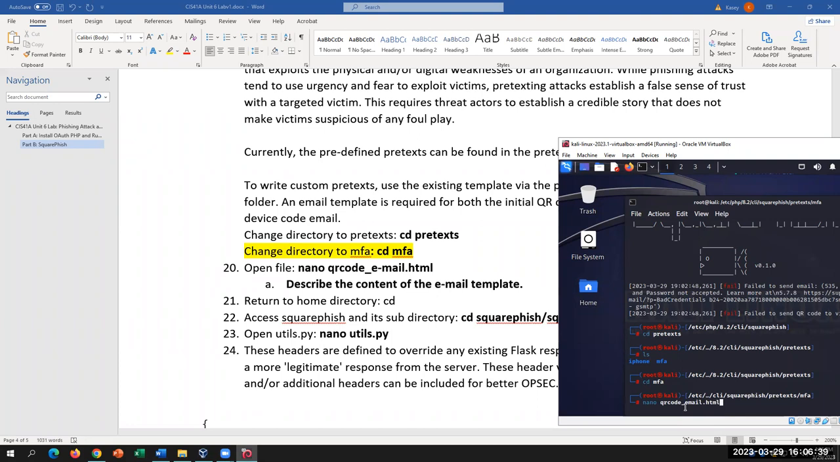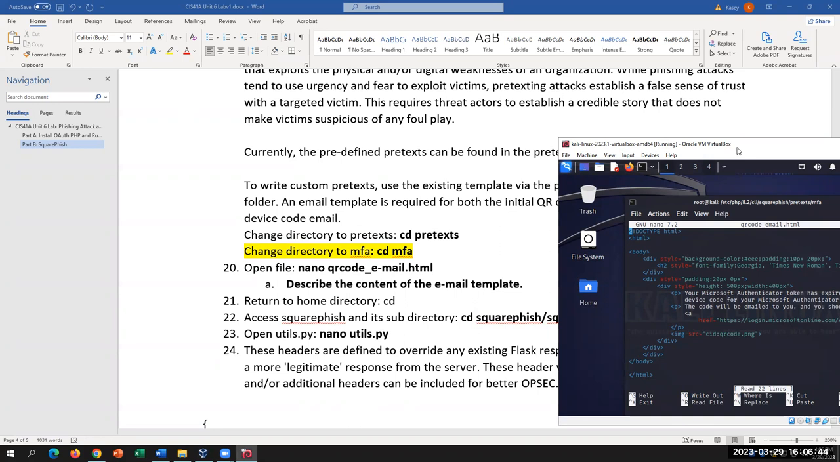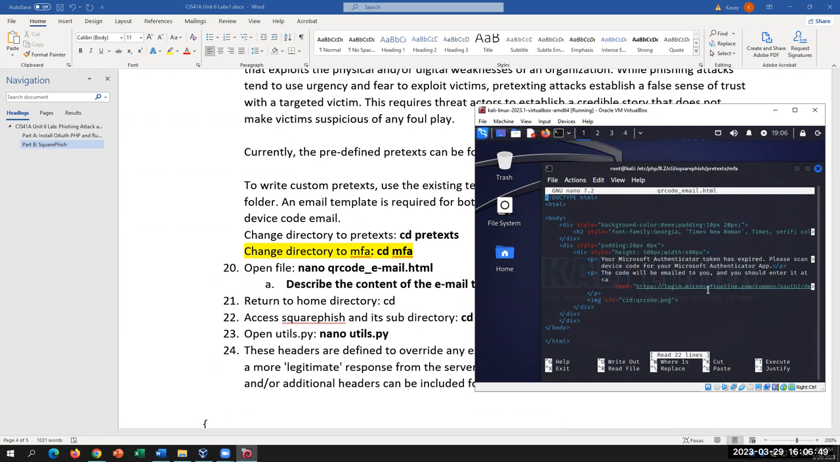Most web email applications that you see, like Gmail, Yahoo, Outlook and so on, are formatted with HTML. It's very rare to see plain text, like Canvas messages, that is not HTML. So this is the content. It tells you that your Microsoft Authenticator token has expired, the device code for your Microsoft Authenticator app will be emailed to you, blah blah blah, after you enter it. So it looks very real, right? It might have images and things like that, which is what you see here, your QR code, and so on.